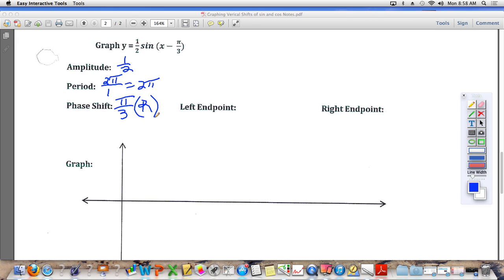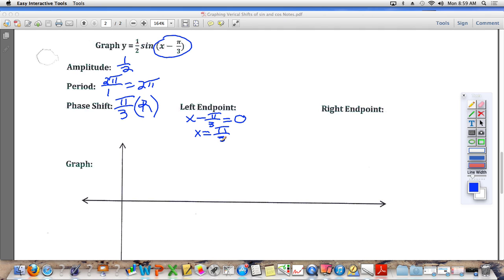Now, to find the left endpoint, you got to take this stuff right here. And what do you put it equal to? 0. You put it equal to 0. That's an easy one. What's x? Add pi over 3. So x is equal to pi over 3.